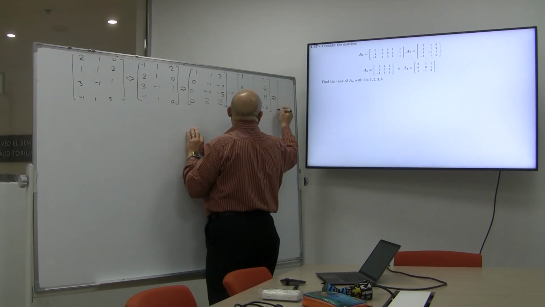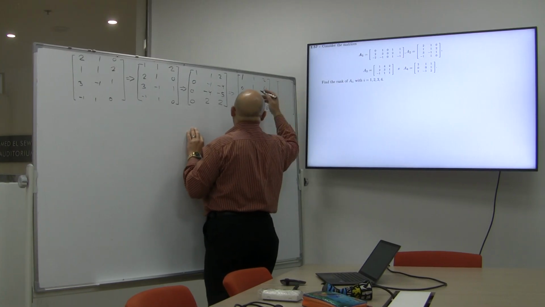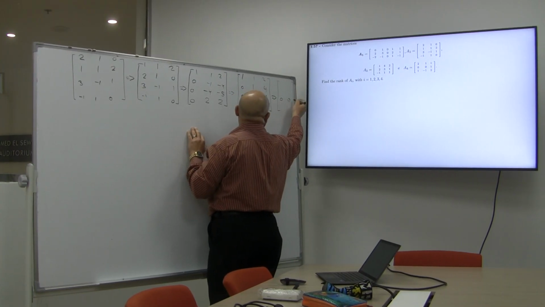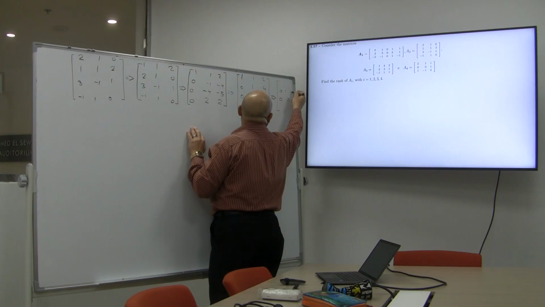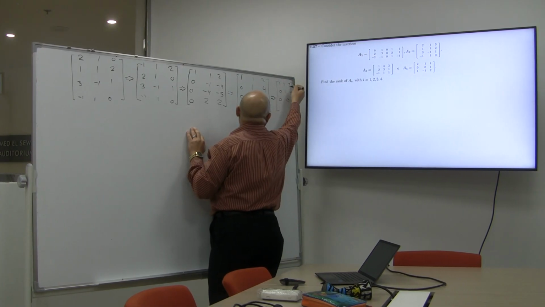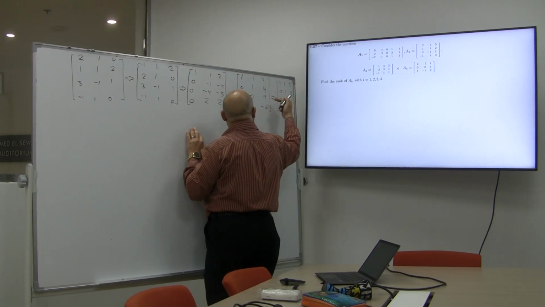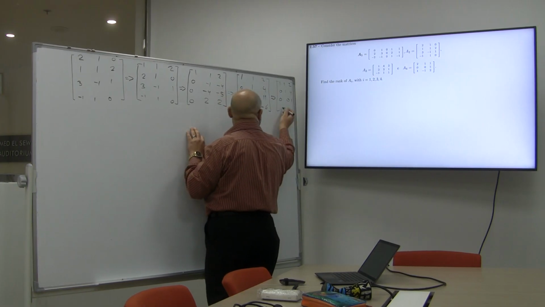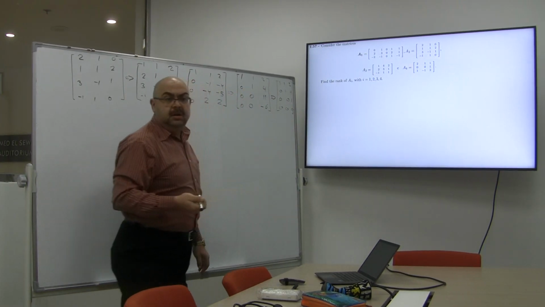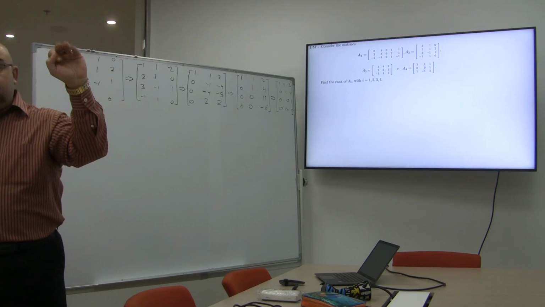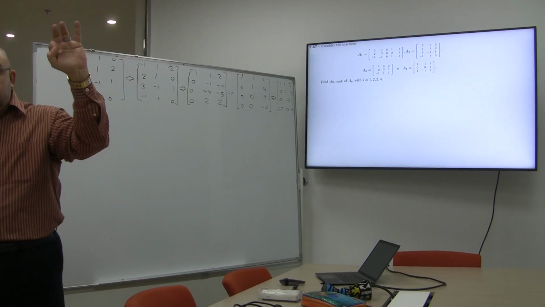The coming step, I will multiply by 1 over 11, so it's going to be 0, 0, and 1. This is 0, 1, and 4. This is 1, 1, and 2. Since this is equal to 1, multiplying by positive 6 and adding on the last row, all the numbers will be zeros. So now, the rank is equal to 3.